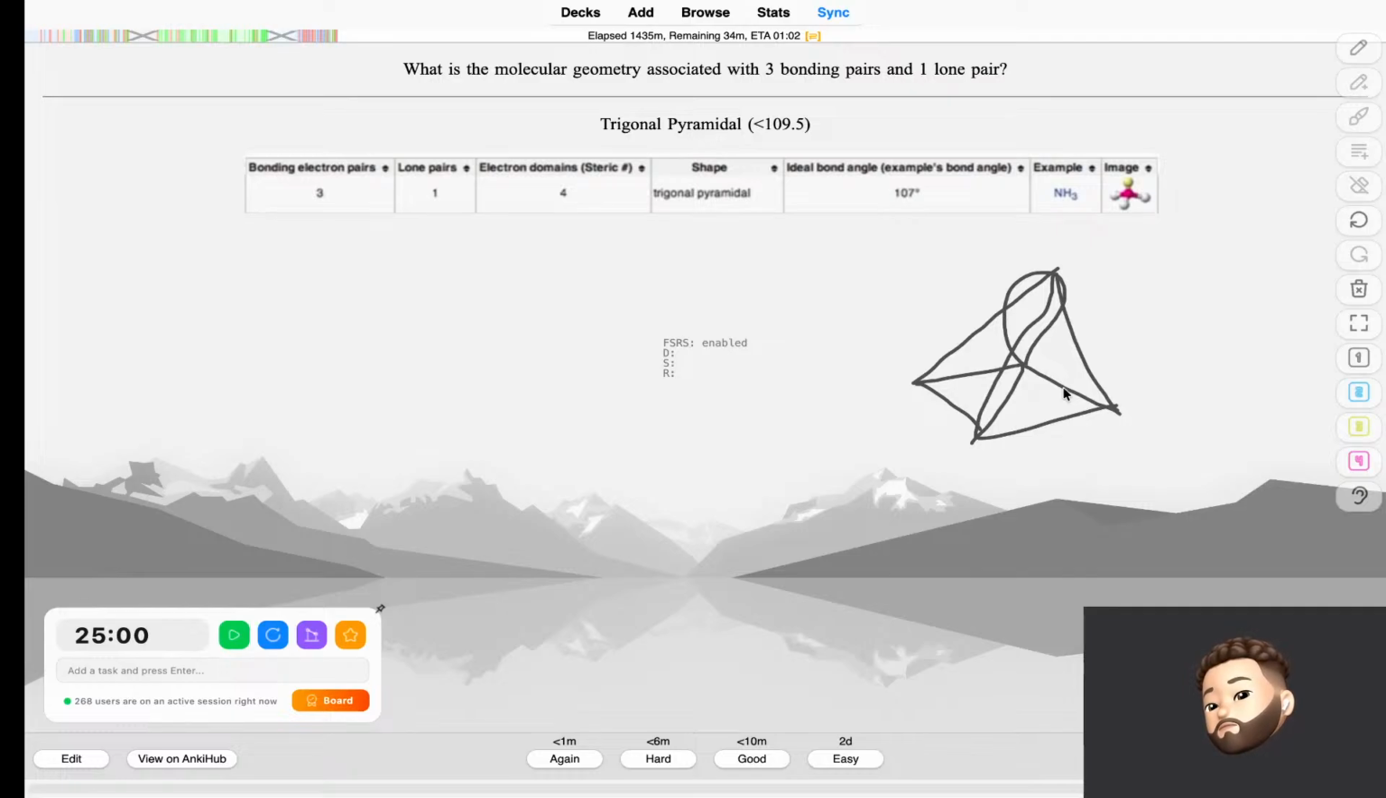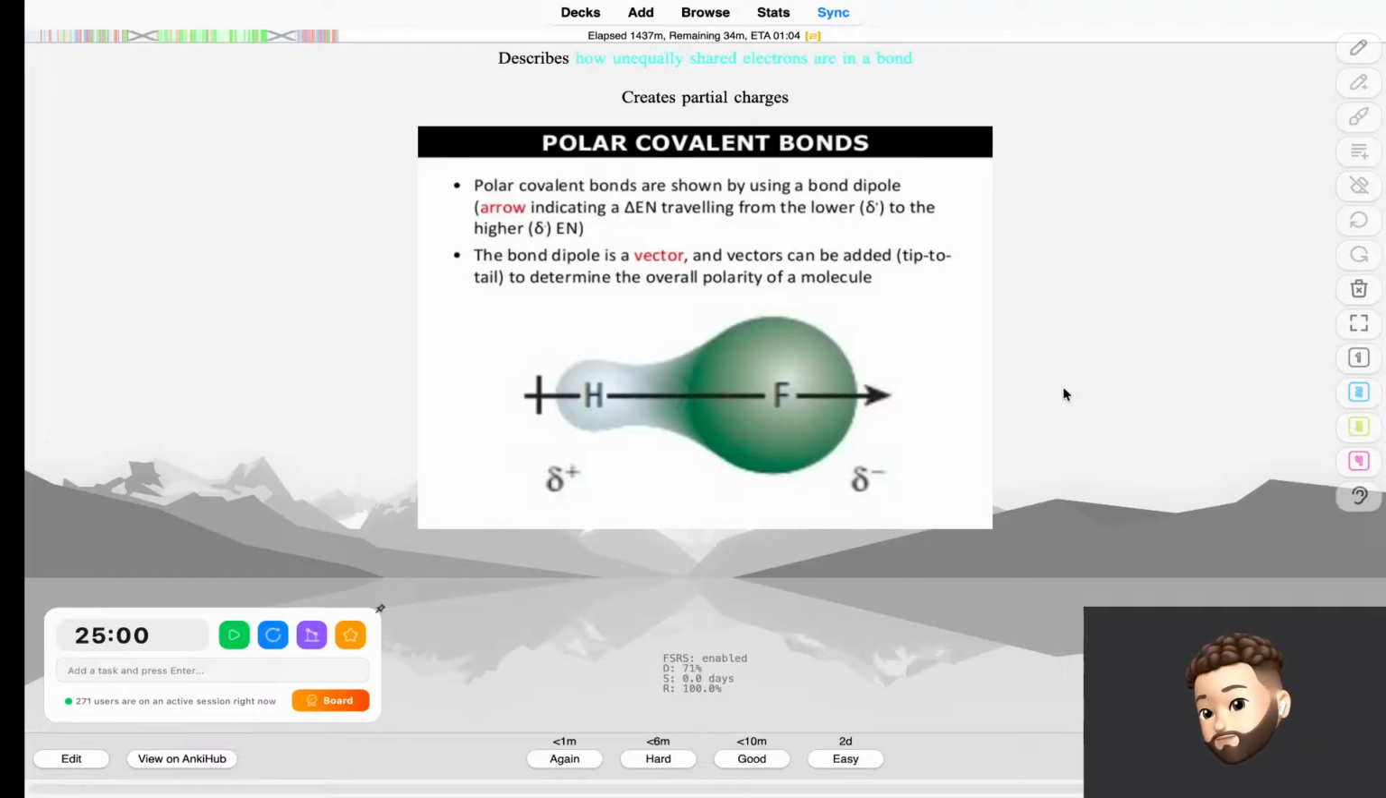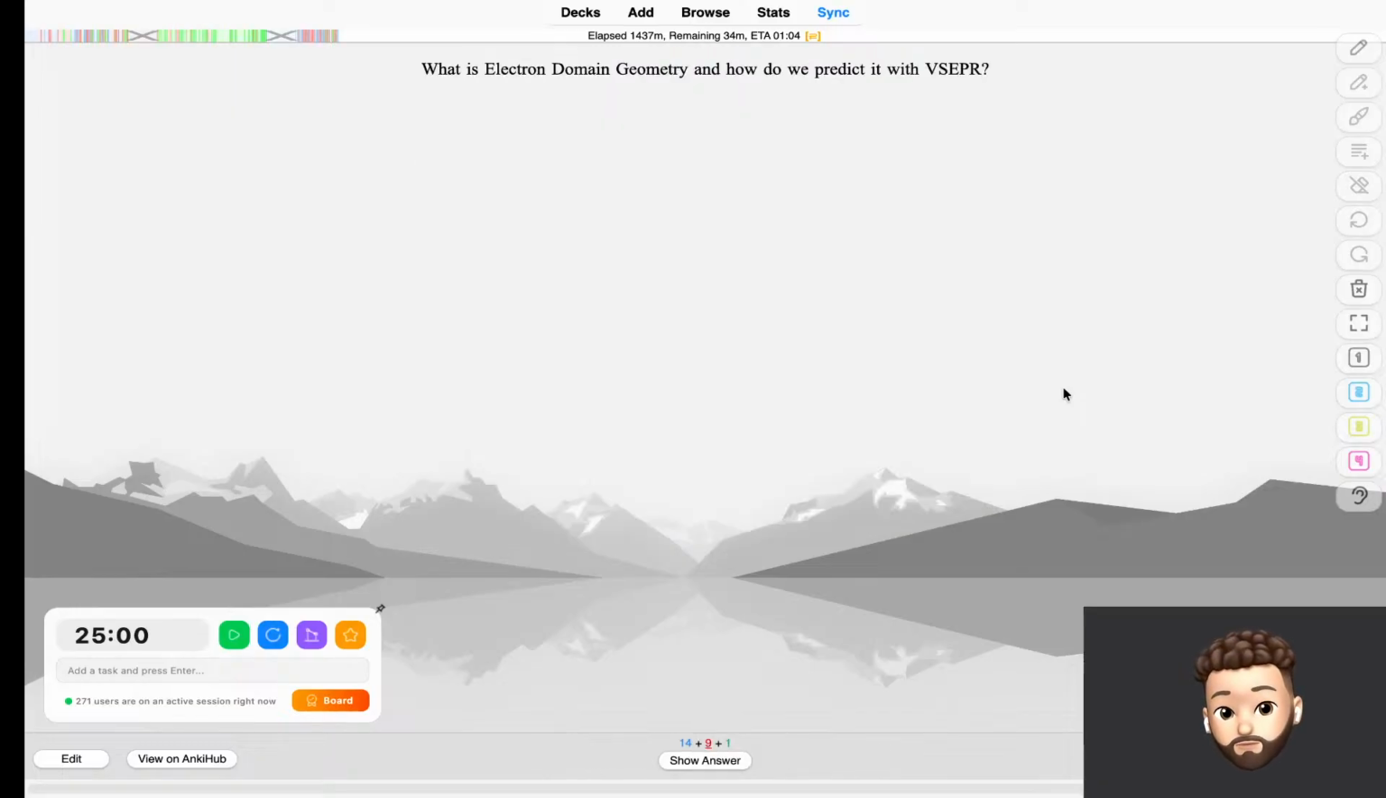Okay. What is bond polarity? The net vector of the distribution of charge. Bruh, I don't, bro. That's a dipole moment. I'm glad I gave myself again because what is electron domain geometry and how do we predict it with VSEPR? It describes the distribution of electrons in a molecule. We predict it with VSEPR by counting the bonded and non-bonded electrons, and then referring to VSEPR theory to figure out the shape.